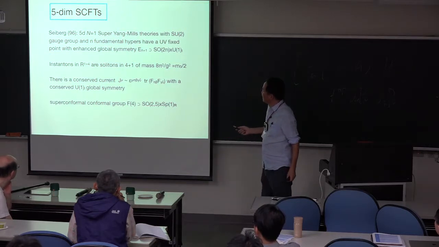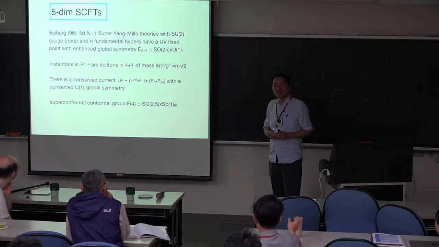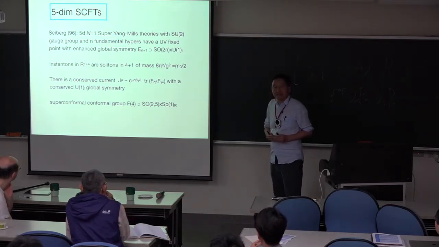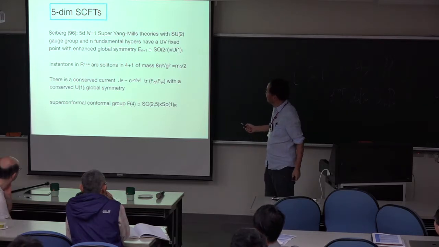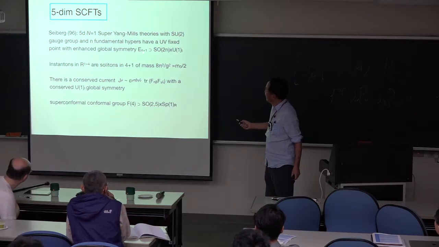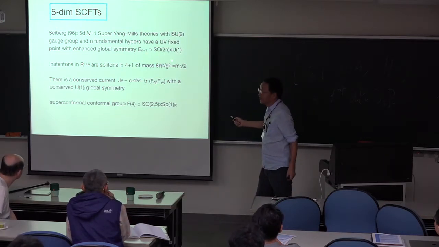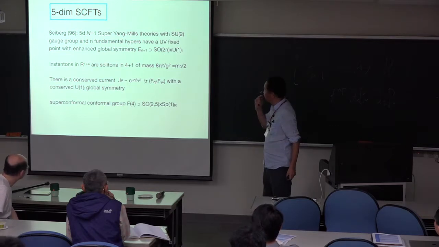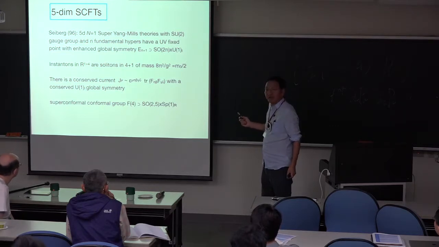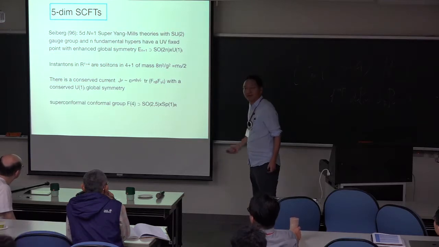And also, when fundamental hypermultiplets are included, it has a UV fixed point with enhanced global symmetry, which includes E_N type exceptional groups, which includes SO(2N) flavor symmetry, and also an additional U(1) global symmetry arising from instanton solitons.